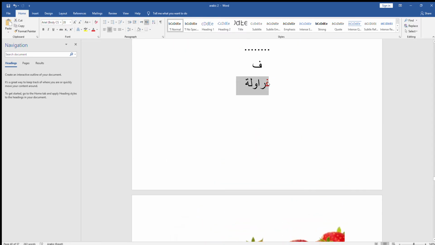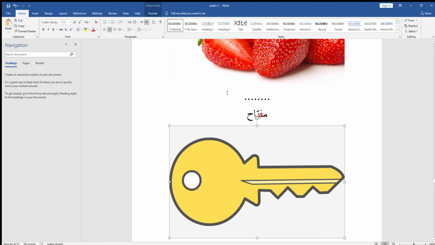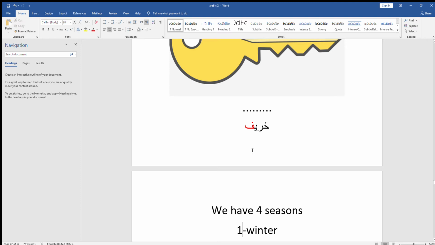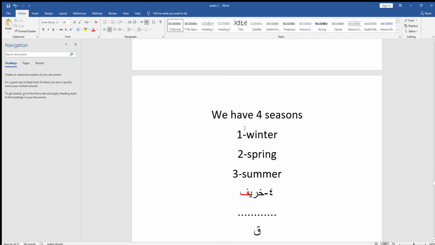فاء at the beginning of word فراولة. These are فراولة. مفتاح, فاء between two letters. This is مفتاح. خريف, this is season. فاء at the end of word. We have 4 seasons: winter, spring, summer, and خريف.